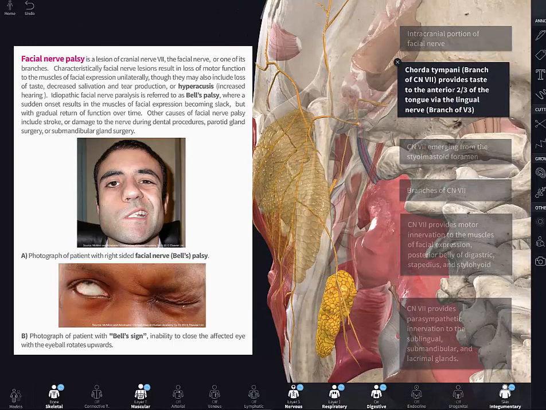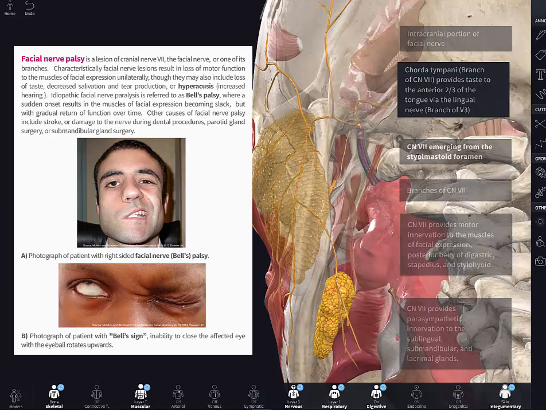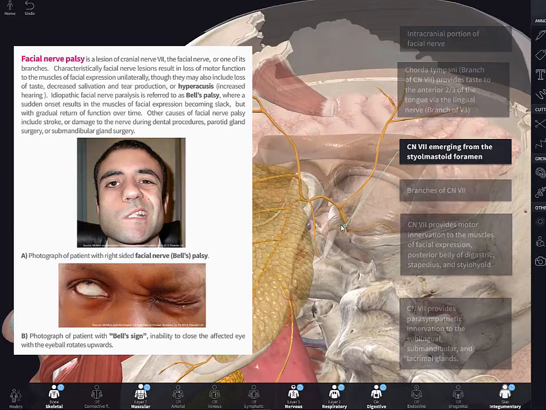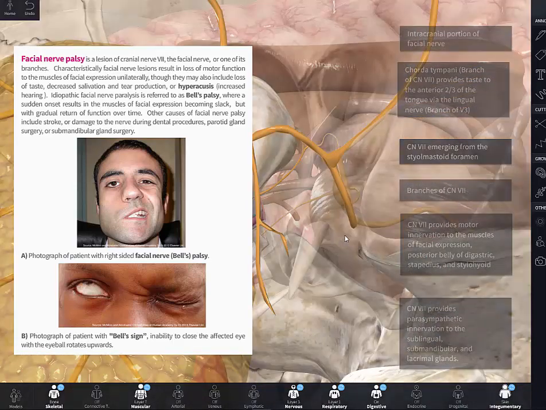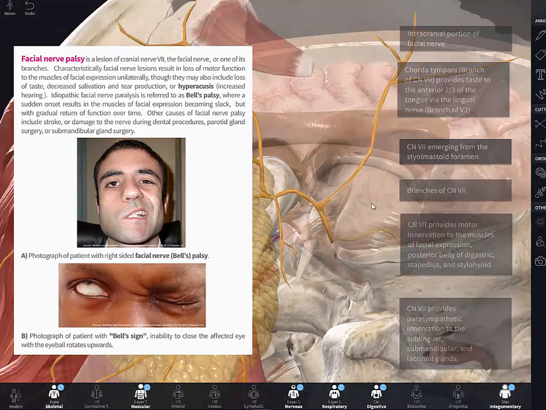Then very importantly you have the chorda tympani, which is this little branch that comes off of here, and it will join the lingual nerve, which is part of V3, or the trigeminal nerve. The lingual nerve will then go to the tongue, but it is taking with it fibers that have actually come from the facial nerve. And these fibers are going to be taste fibers, but also presynaptic parasympathetic fibers. The facial nerve comes out of the stylomastoid foramen, so it's a hole between your styloid process and the mastoid process, right? That's where it emerges.